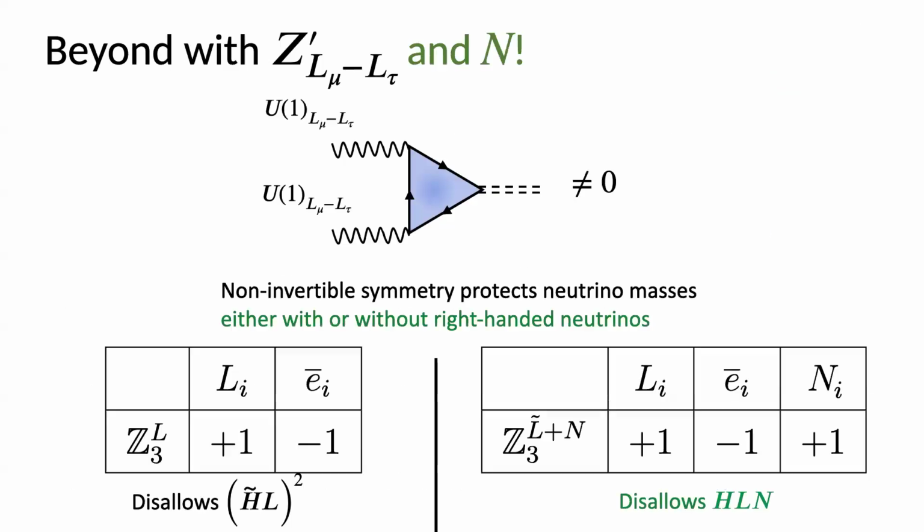Yes, we could do that. I wrote that down on paper, but I think it's more interesting to go to the case where we have right-handed neutrinos as well. And in fact, again, there is a non-invertible symmetry. You just have to do more algebra to figure out exactly what it is, and I won't write it down.